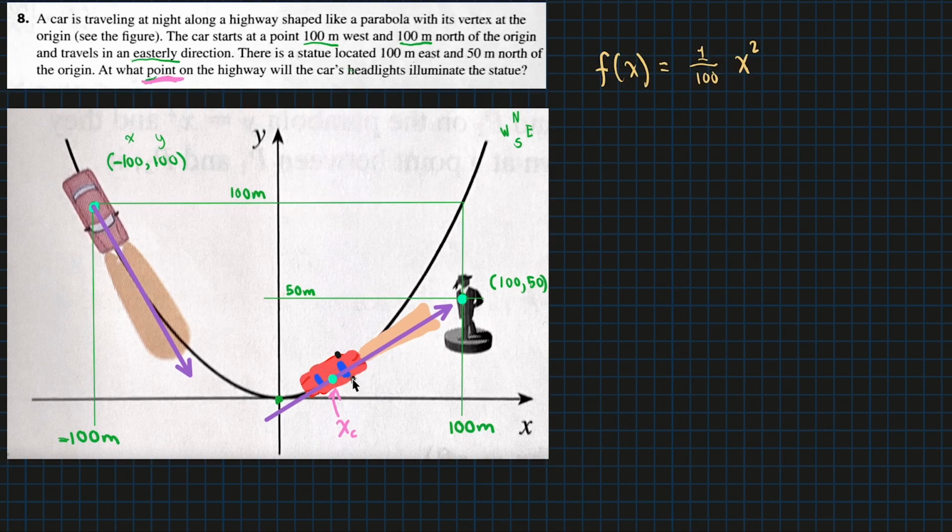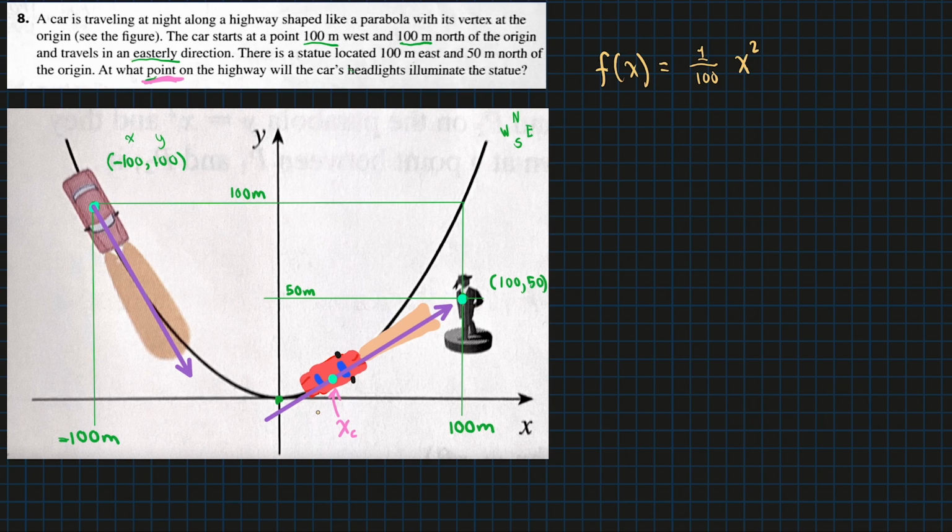What we have to think about is how can we make an equation that includes x sub c. I made it sub c because we have a car, c is for car. So how do we find an equation that includes x sub c? Because remember, we're told to find the point on the highway, the point on this parabola where the tangent line to that point, right? Because the tangent line shows where the headlights are going, where the tangent line to that point hits 100, 50, our statue. So we have to find that point on the parabola.